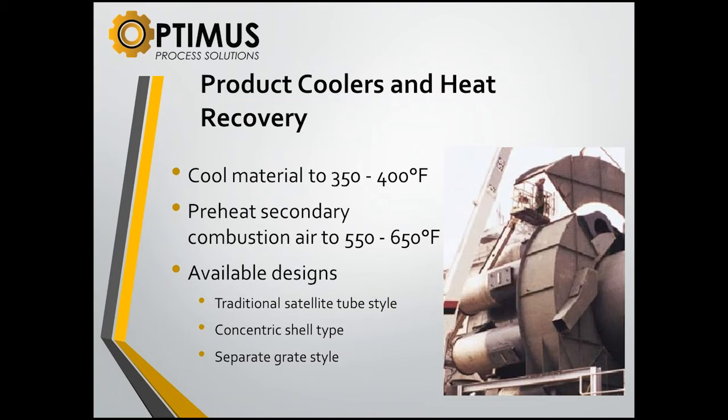Product coolers cool the material to approximately 350 to 400 degrees. They preheat the secondary combustion air to about 550 to 650 degrees. It especially adds to the efficiency of the overall operation. Typical designs of coolers available in the lime recovery industry include the traditional satellite tube type coolers, which are shown in the picture, and concentric shell type coolers, known by names such as compacts or sector type, that look like additional shells wrapped around the kiln. There are also separate grate style coolers now being used in lime recovery. In every case, you're trying to recover the heat from the product material, bringing it back in as preheated secondary air.